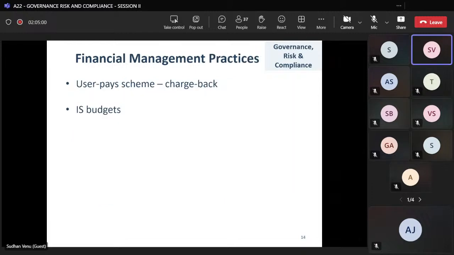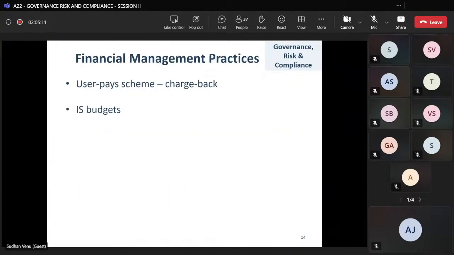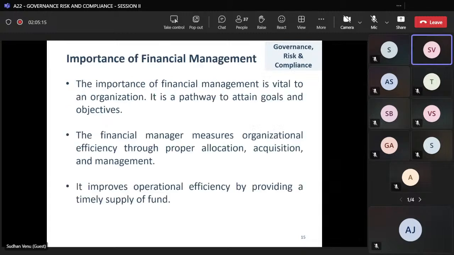Financial management practices work in two ways: a user pay scheme, and an IS budget. User pay is a chargeback scheme, and the IS budget is the information security budget level in terms of financial management practices.